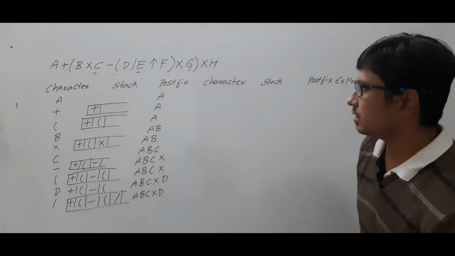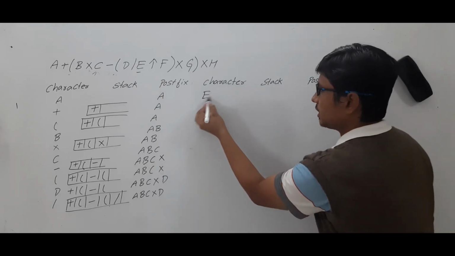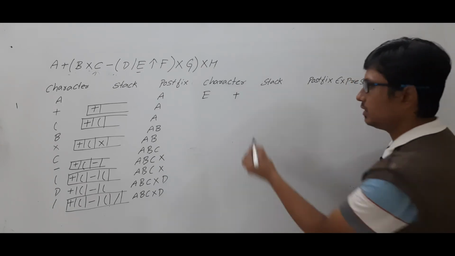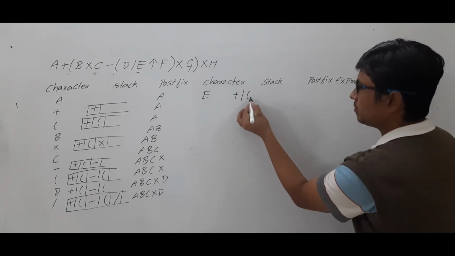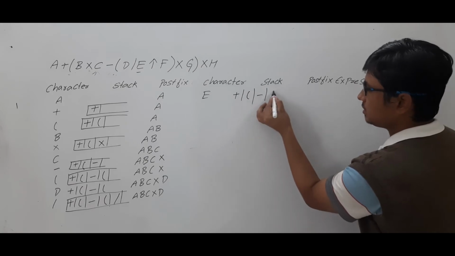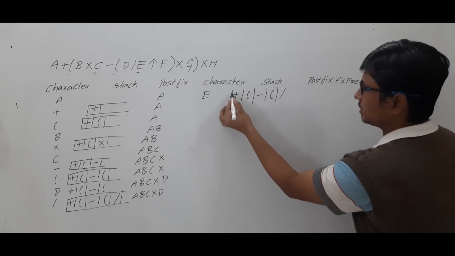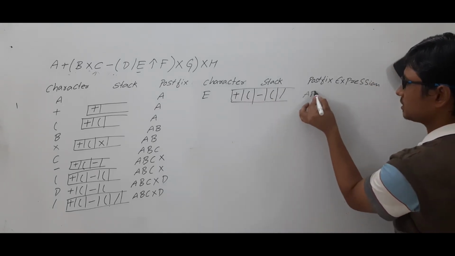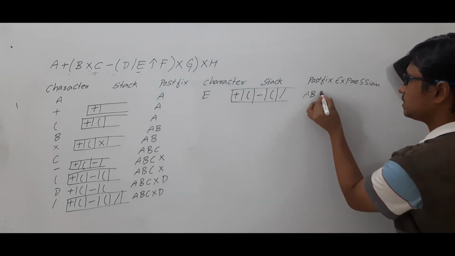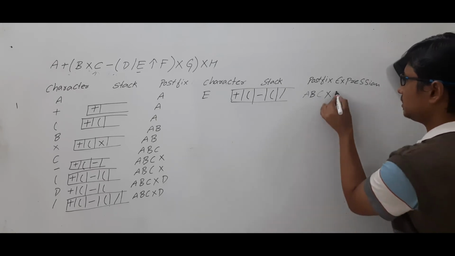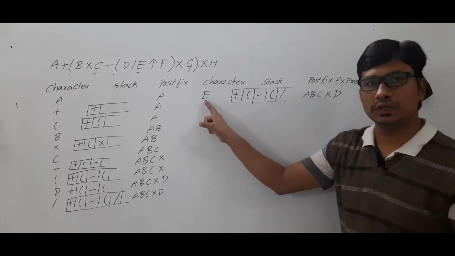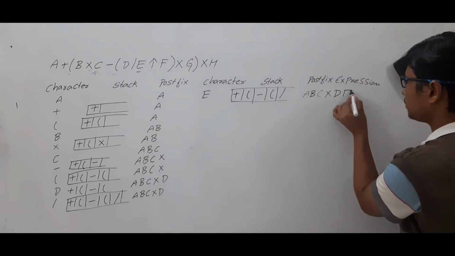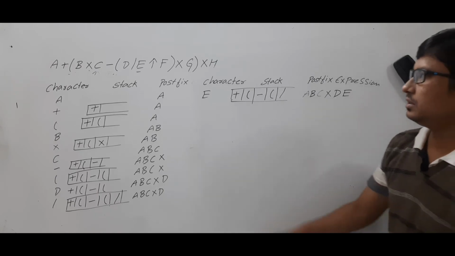Now you are scanning the character E. You are currently scanning the character E, and the stack consists of addition, open parenthesis, subtraction, open parenthesis and division. Okay, and you have the postfix expression consisting of A, B, C, multiplication, D. Now whatever character you are scanning, it is an operand. If it is an operand, you need to append it to the postfix expression.